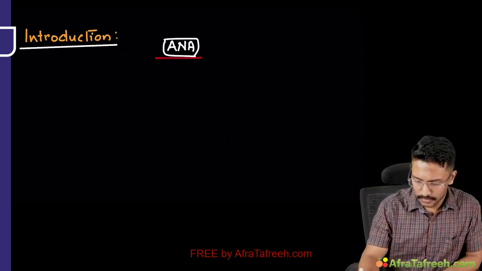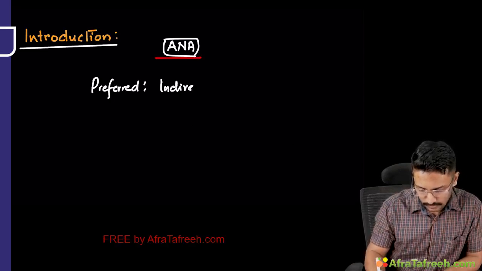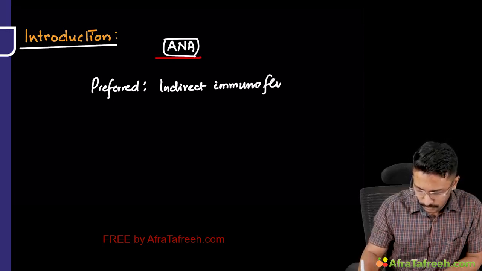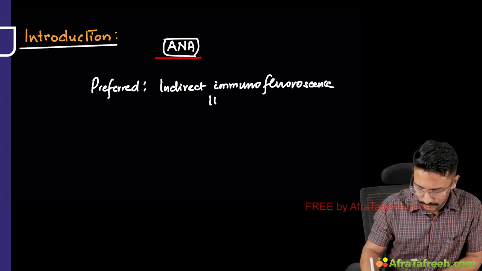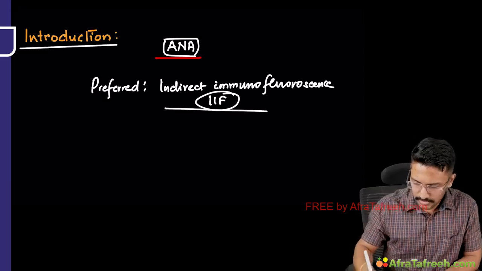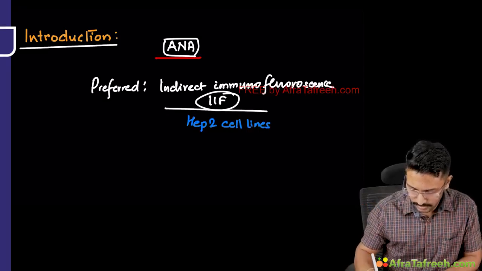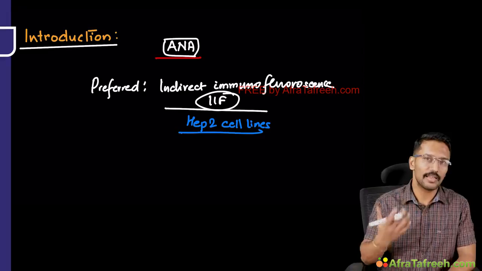What is the preferred test we do? The preferred test for identification of ANA is indirect immunofluorescence. Okay, so IIF is the preferred test. And for doing this test, the cell lines that we use are human epithelial 2 cell lines, HEp-2 cell lines. What are HEp-2 cell lines? These are nothing but cultured cells from laryngeal cancer.